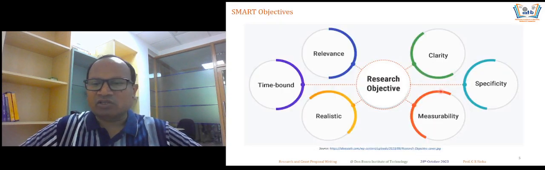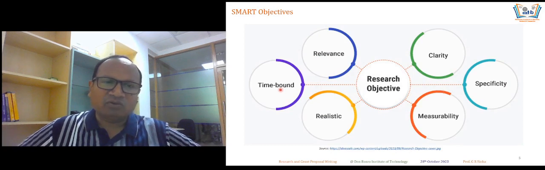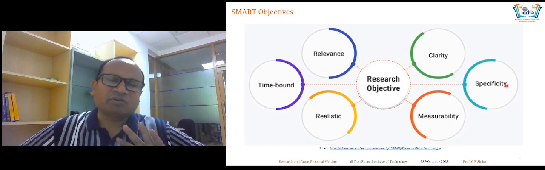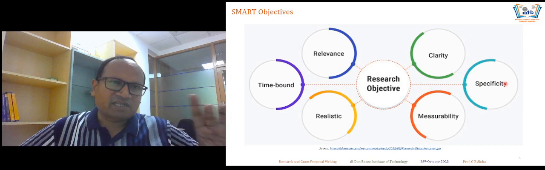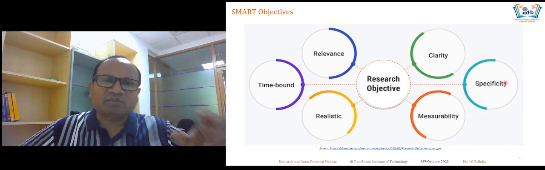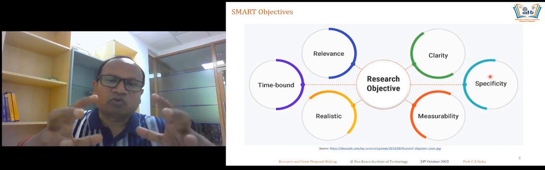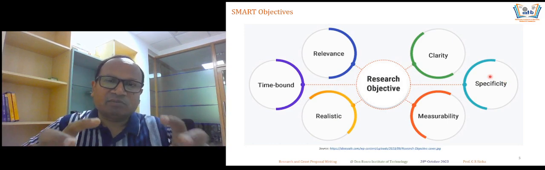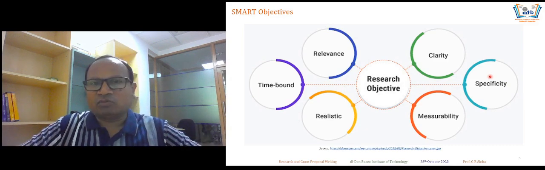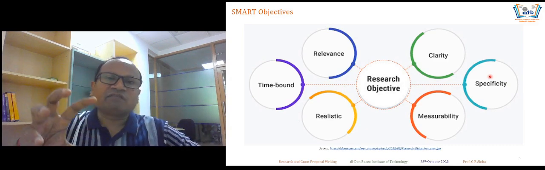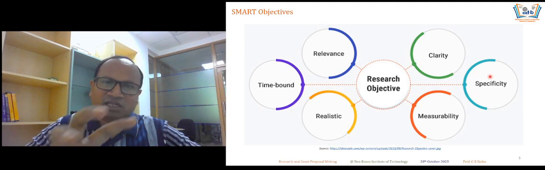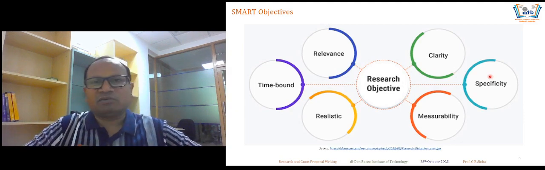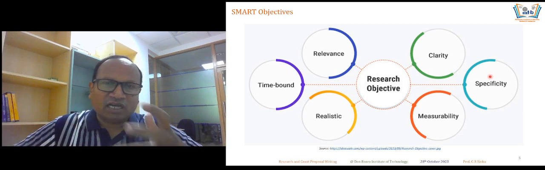I have already explained about the objectives. They have to be time bound, relevant, realistic, measurable, clear and specific. The objectives are to be very specific statements. Whatever you are articulating must be measurable, achievable, and time bound. It must be achieved in the time frame that you are proposing. If you are proposing for 36 months, all these objectives have to be achieved in those 36 months. Clarity has to be there.